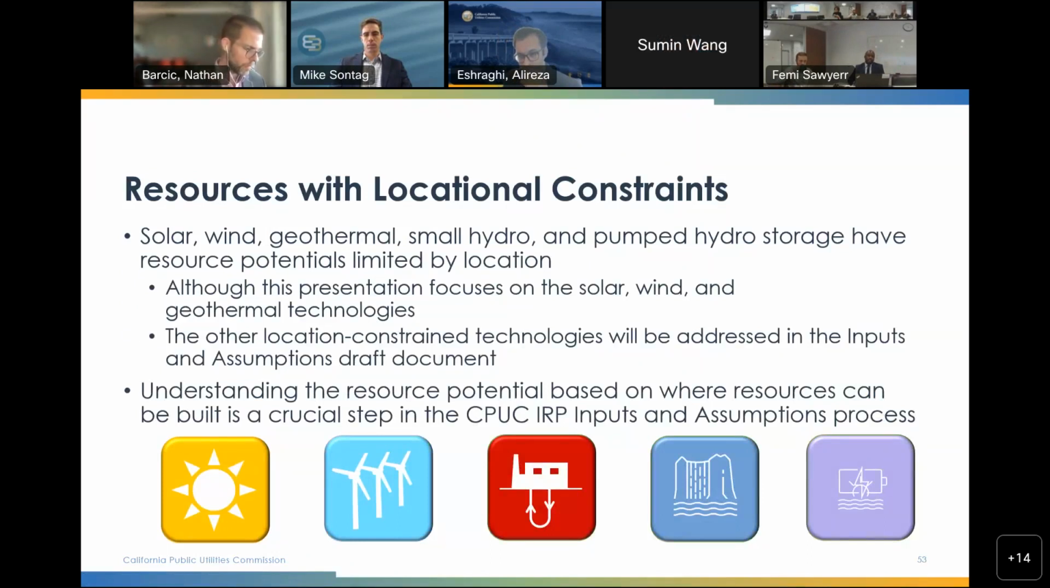This presentation particularly focuses on solar, wind, and geothermal resources because those are the resources that are generally constrained by the application of land use screens. Other location constraint technologies will be addressed in the inputs and assumptions draft document specifically. The idea here is that an understanding of the resource potential based on the application of land use screens is an important part of the CPUC's inputs and assumptions process. Next slide.